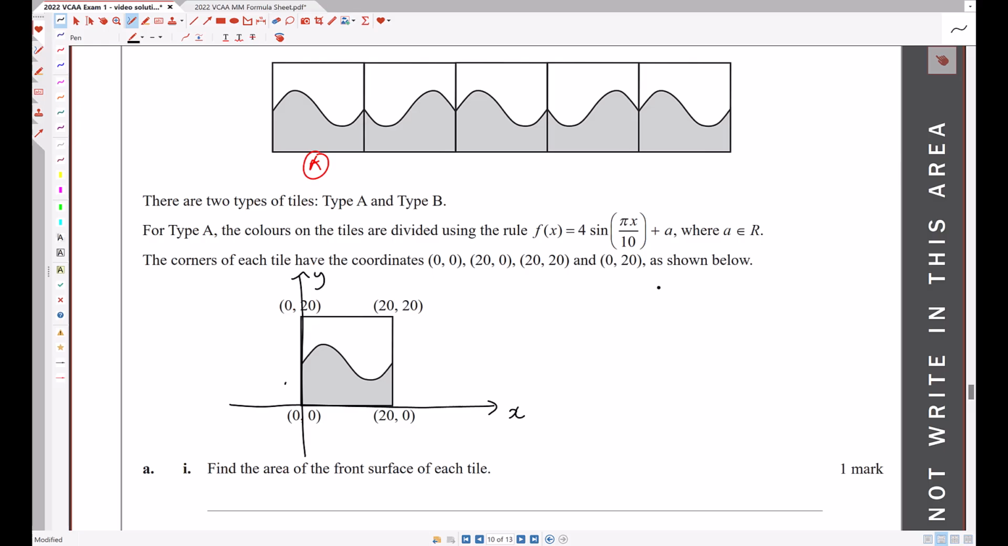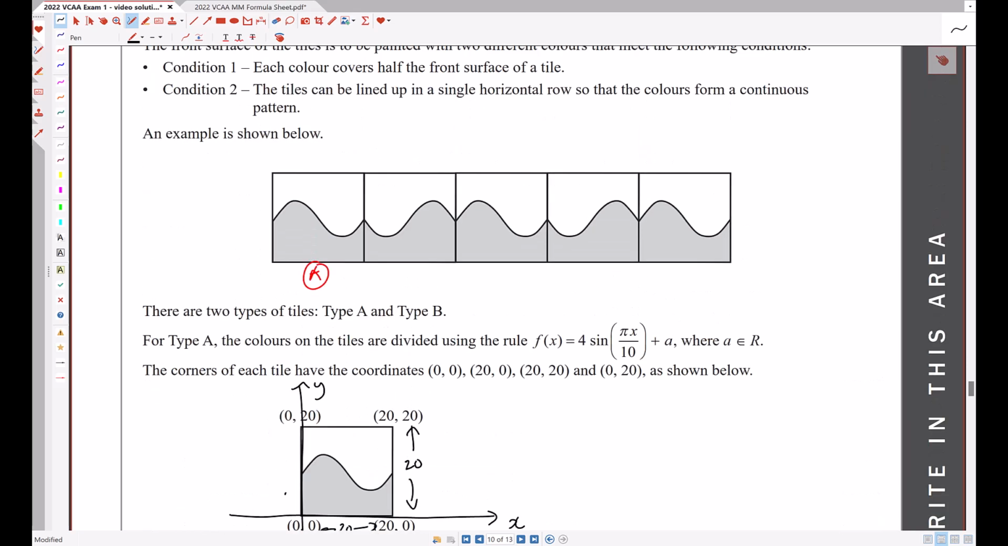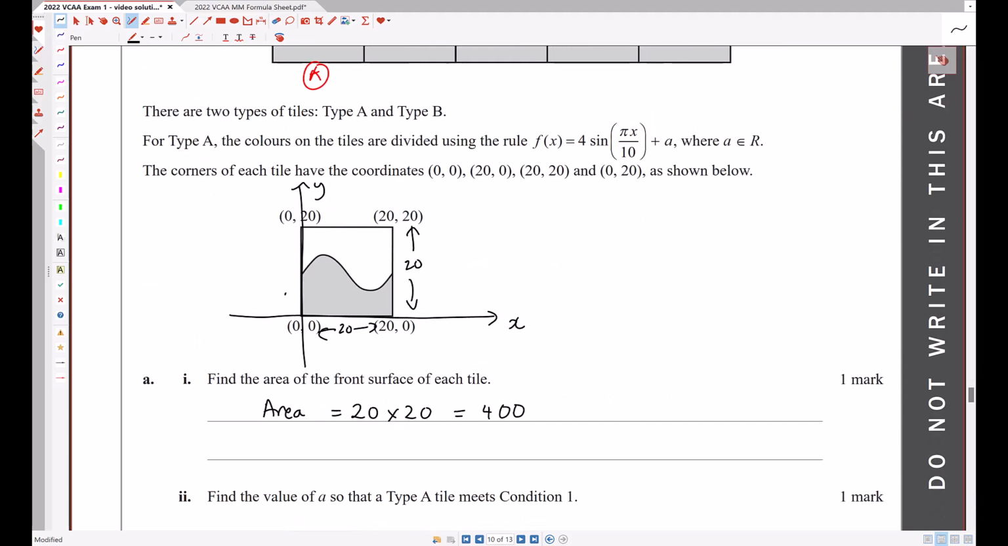Find the area of the front surface of each tile. Okay, so the tiles are clearly 20 by 20. And so the area is simply, it's a 20 by 20 square, so 20 by 20. And so it's going to be 400, what are our units? Centimeters. 400 centimeters squared.